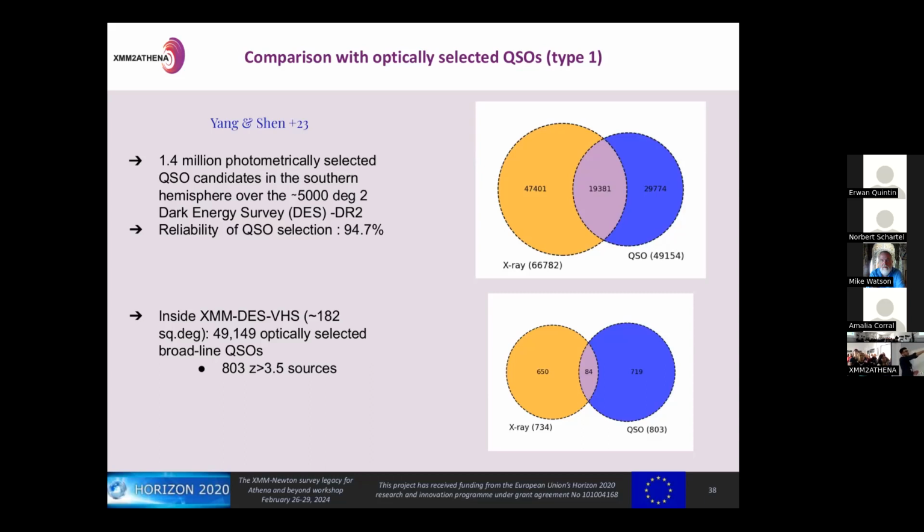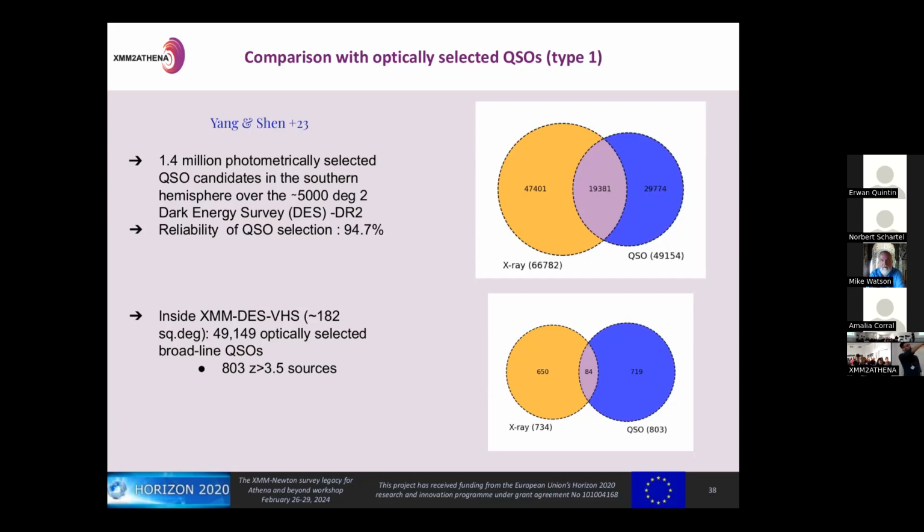So inside the XMM-DES, the 200 square degrees that we are using in the same area, we have 50,000 optically selected QSOs, and out of those, we have 800 high redshift AGN with redshift above 3.5.